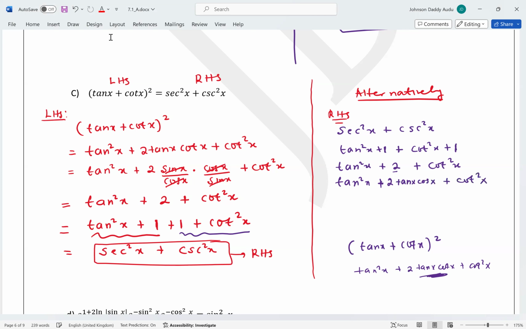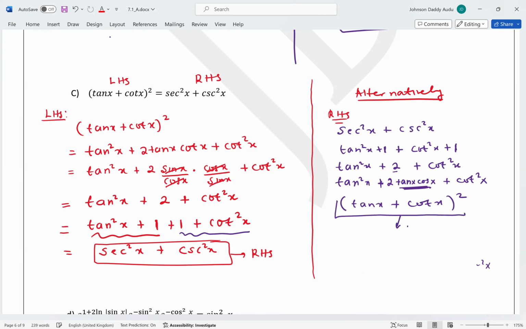You see that this tan x cot x is just 1. So you have not really done anything crazy there. It's fine. It's just like multiplying 2 by 1. So now this will give us what we want. This was nothing but tan x plus cot x, all squared. And this is nothing but the left-hand side.